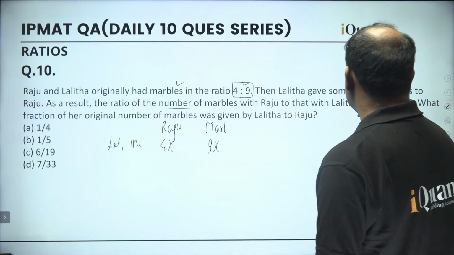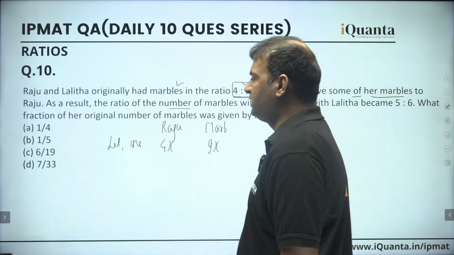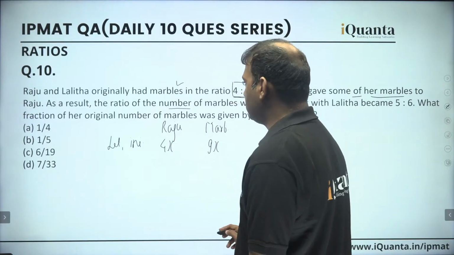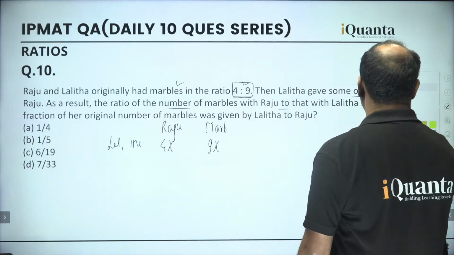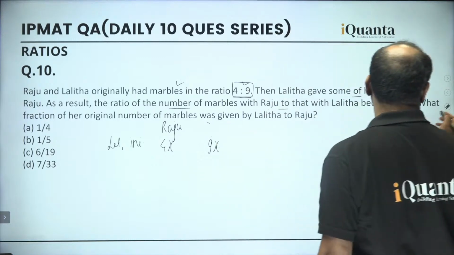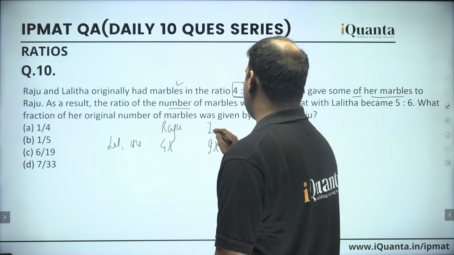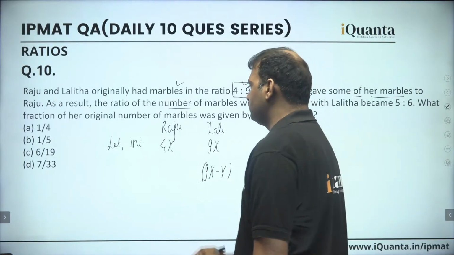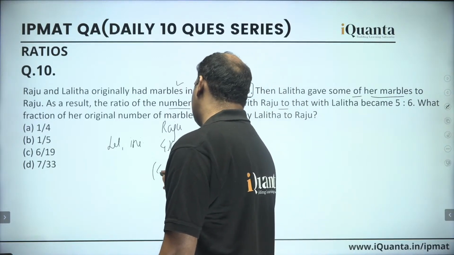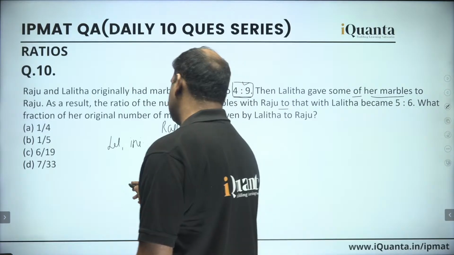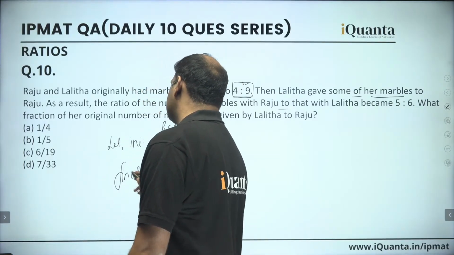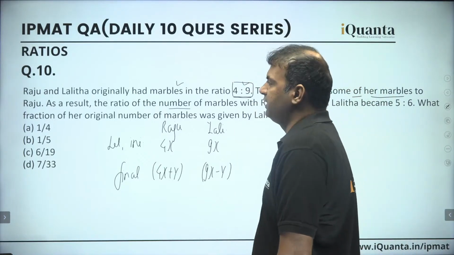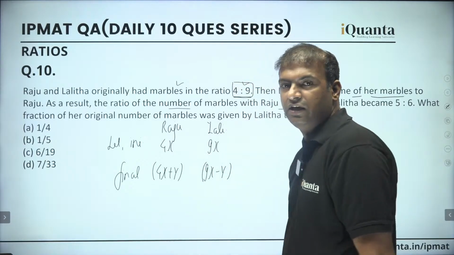Now, they are saying that Lalita gave some marbles to Raju. So, let's say Lalita has given y marbles to Raju, okay? If Lalita gave y marbles to Raju, right? Okay, this is Lalita. Let me change this. Let's say Lalita has given y number of marbles to Raju. So Lalita must be having now 9x minus y marbles, and Raju must be having now 4x plus y marbles, right? We can just say that, isn't it, guys? Simple as that, right? So Lalita has given Raju y number of marbles. So now Lalita must be having 9x minus y, and Raju must be having 4x plus y number of marbles.